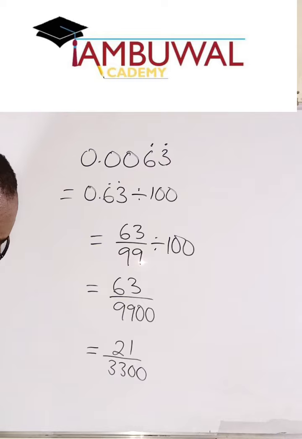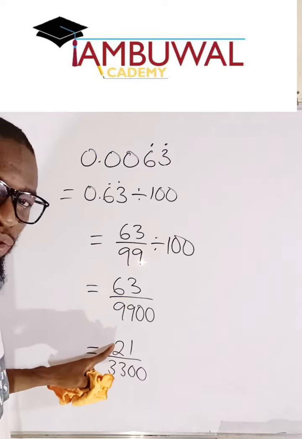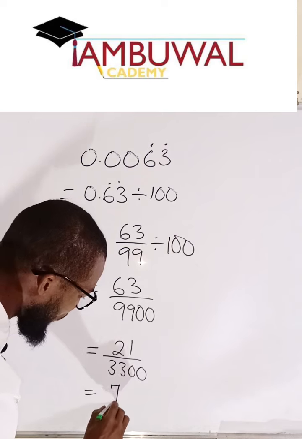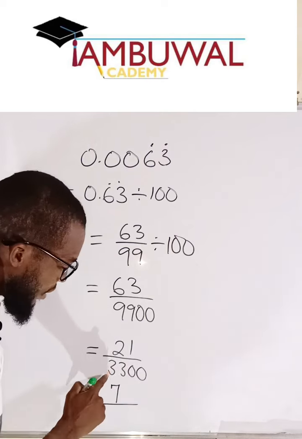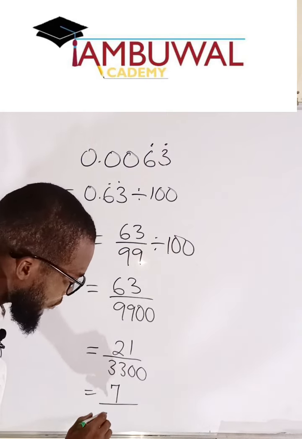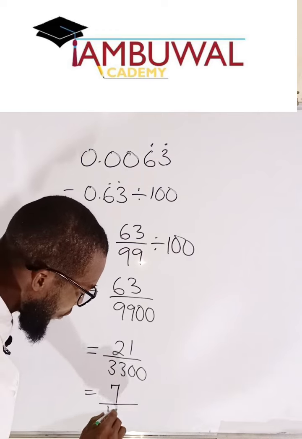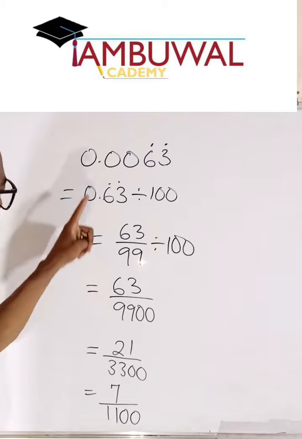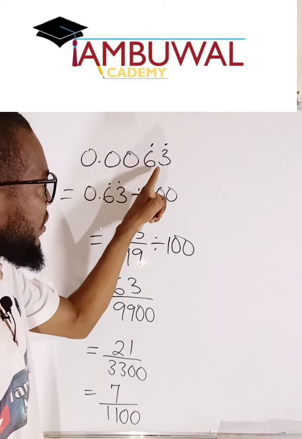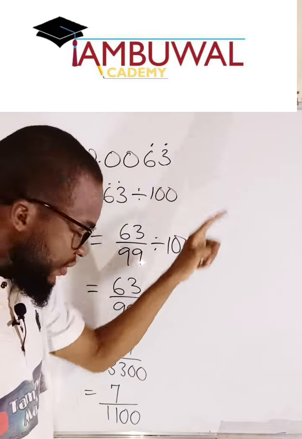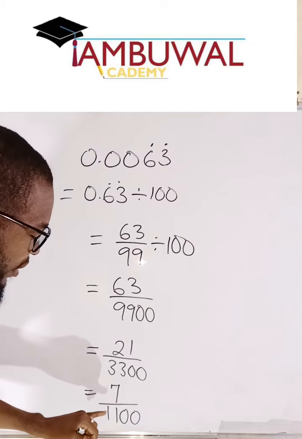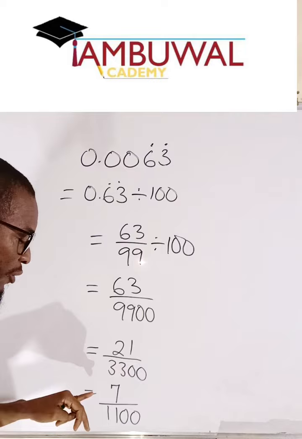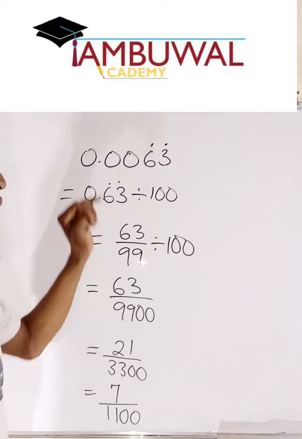Still, we can reduce this because 3 can go into 21 seven times. So this is equal to 7. Divide by 3: 3 into 3 is 1, 1, 0, 0. Therefore, 0.0063636363 is the same thing as 7 divided by 1100. Just take your calculator, press this, you're definitely going to get this.